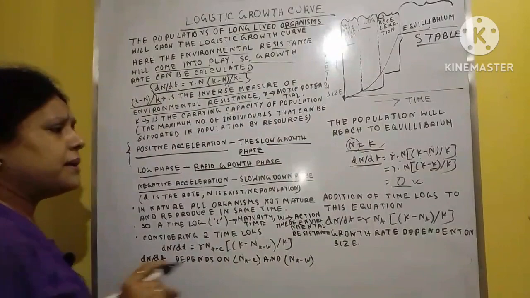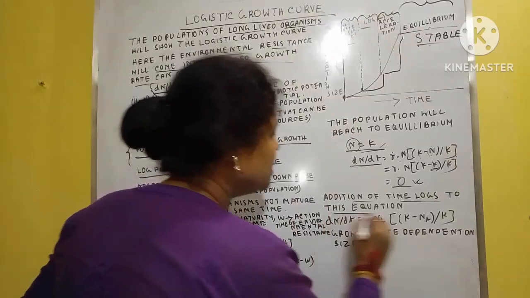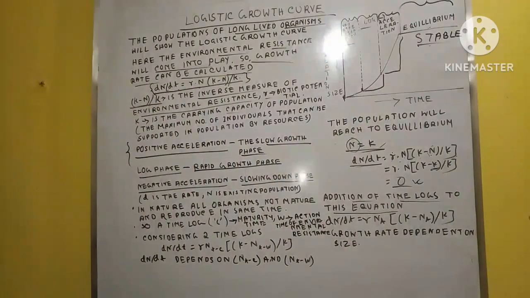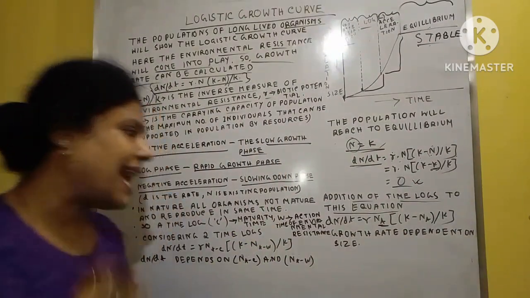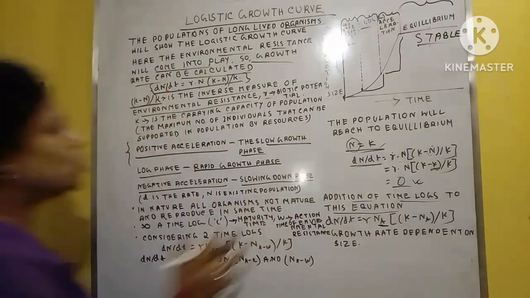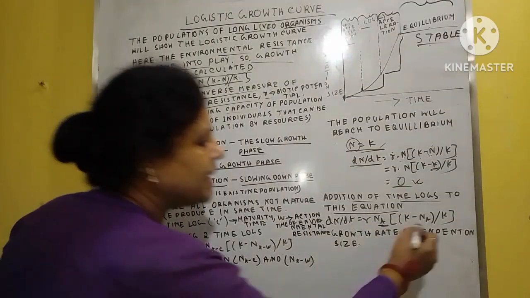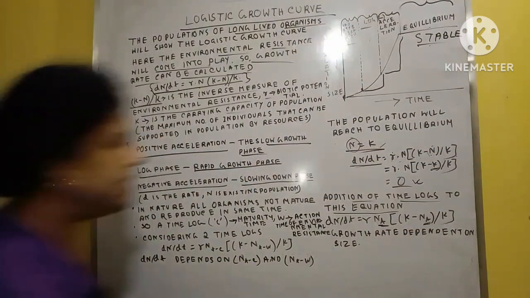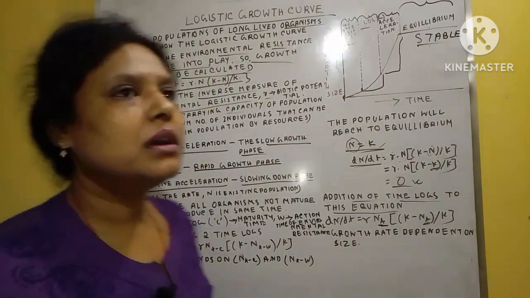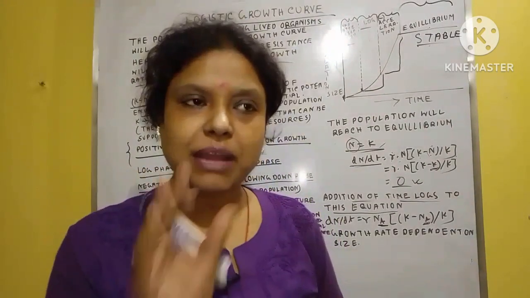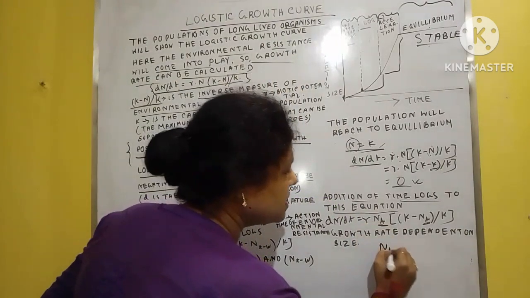Okay. Now another situation arises, which is the addition of the time lags to this equation. Now we have to add the time in that equation, and when we add the time, the equation totally changes from this to this. We just have to write N(t), and here also N(t). The N(t) is actually the number of organisms present at a given time, in unit time. This is N(t).